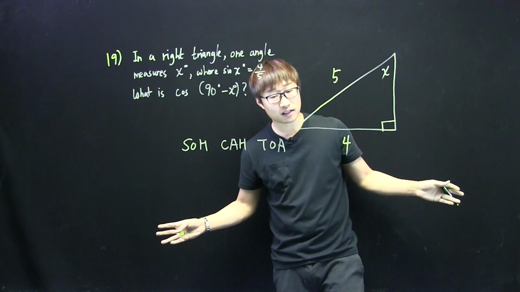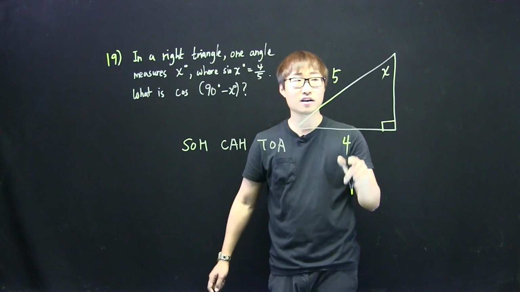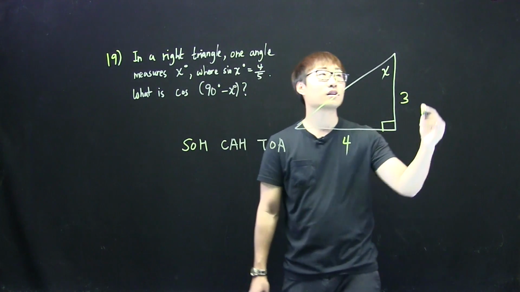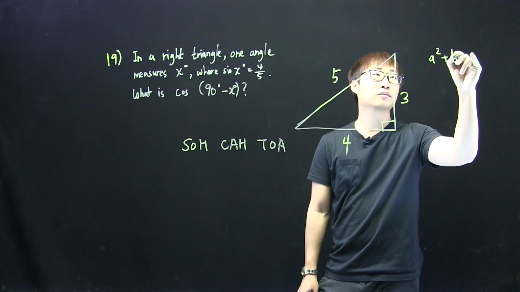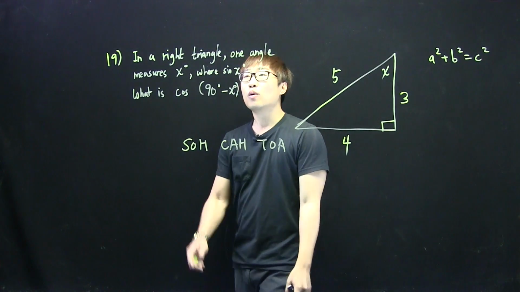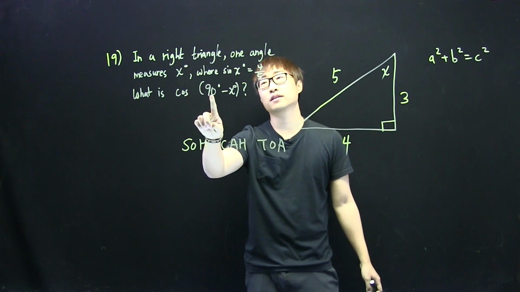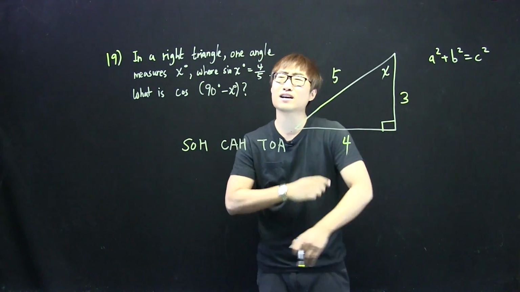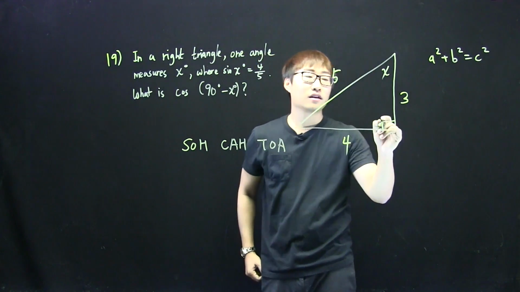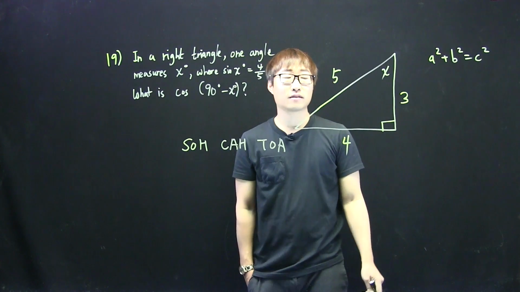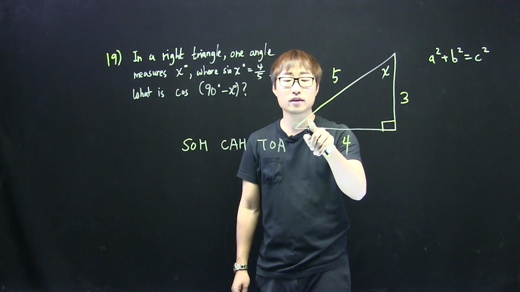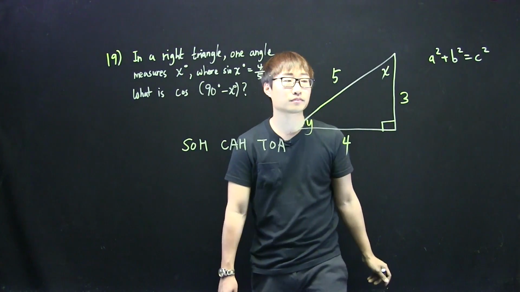If you're familiar with the special triangles, this is probably a 3, 4, 5 triangle. You can use the Pythagorean theorem to find that out too, but I'm not going to do it. What is cosine of 90 minus x? Let's think about that. 90 minus x sounds real confusing, but take a look. The triangle adds up to 180, of which that's a right angle, so that's 90. So let's subtract that off. We don't know what this angle is, so let's call that y.